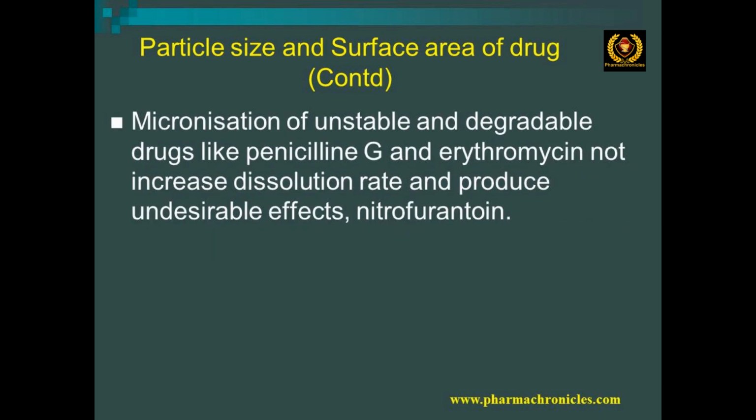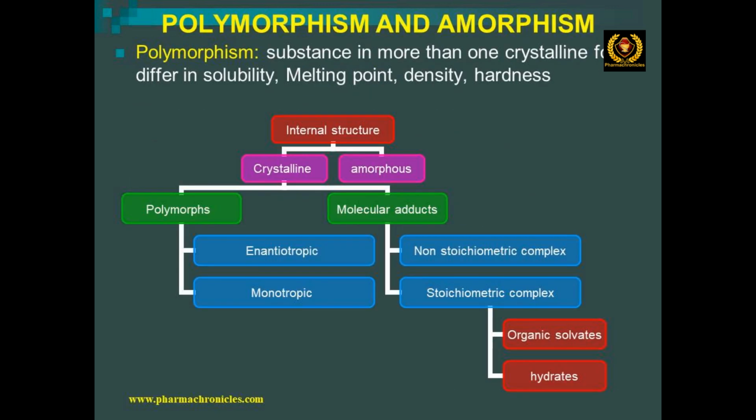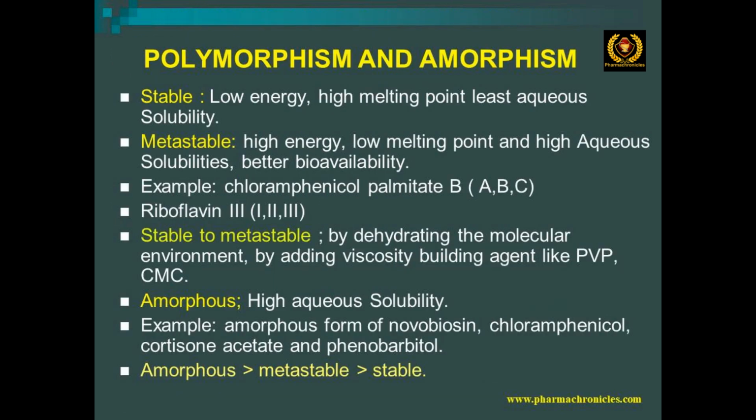Particle size and surface area of drug. Micronization of unstable and degradable drugs like penicillin G and erythromycin does not increase dissolution rate and produces undesirable effects. Example: nitrofurantoin. Polymorphism and amorphism. Polymorphism is when a substance exists in more than one crystalline form. They differ in solubility, melting point, density, and hardness.